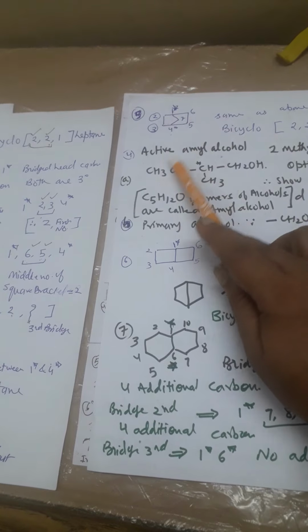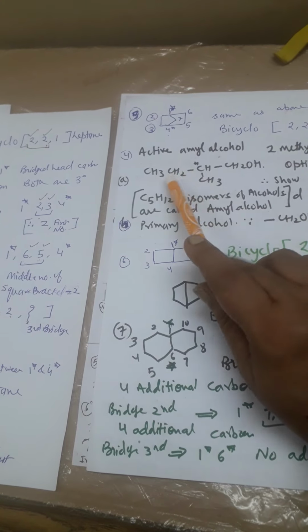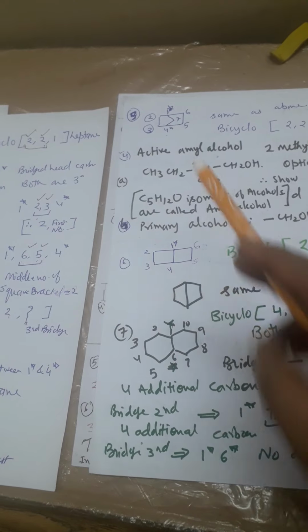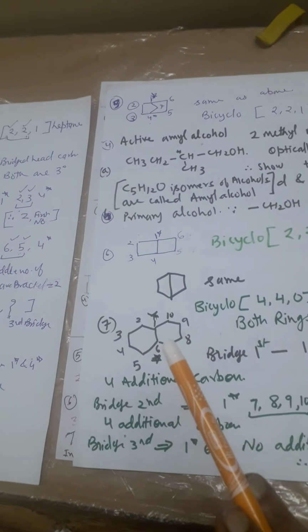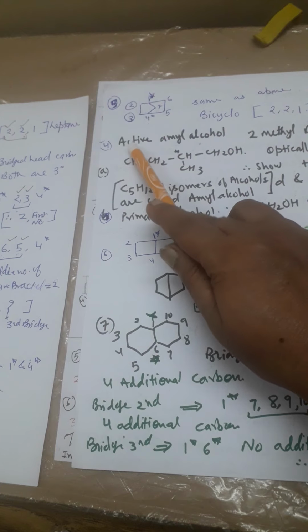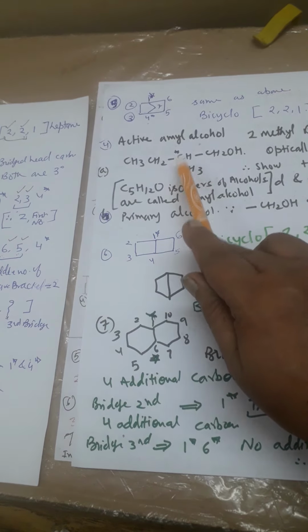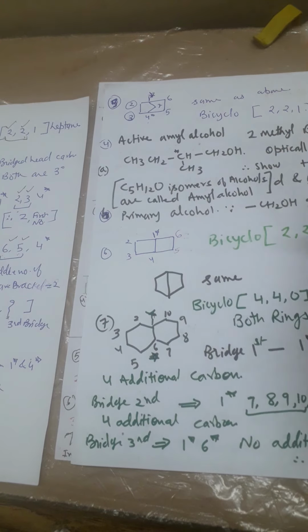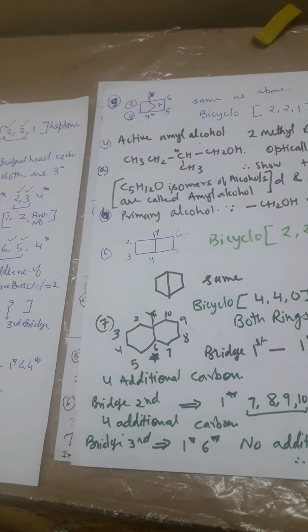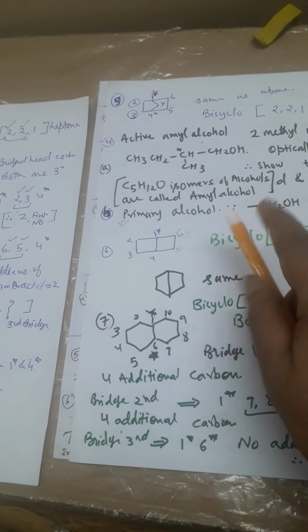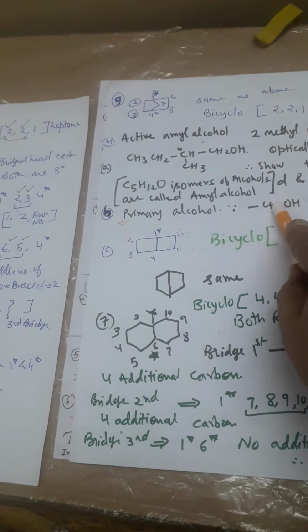Now we'll go for the next question. Active amyl alcohol. All alcohols which are having C5H12O grouping are known as amyl alcohols. But here they have asked active amyl alcohol, so it is this. What is it? 2-methyl-1-butanol. It is 1 degree alcohol, that is primary alcohol, because the 1 degree CH2OH grouping is there, it is 1 degree carbon.